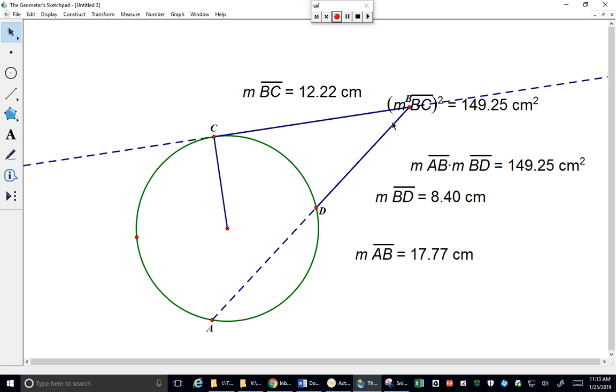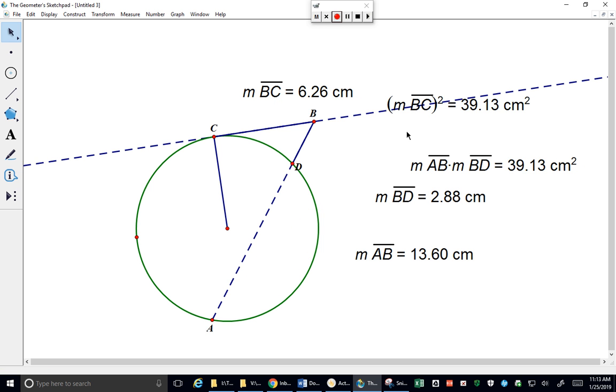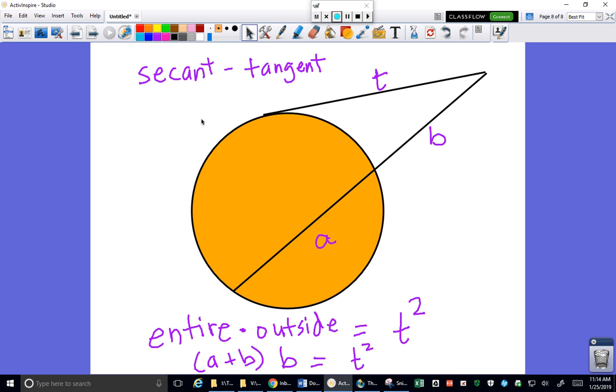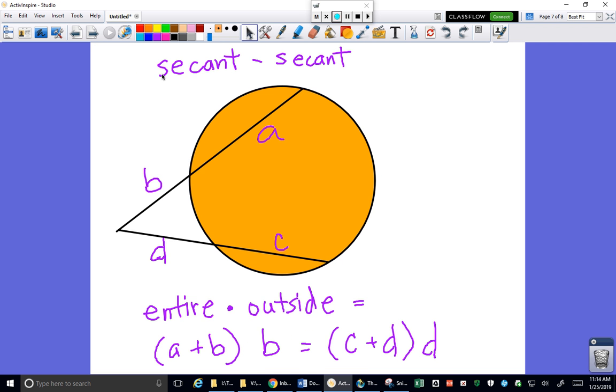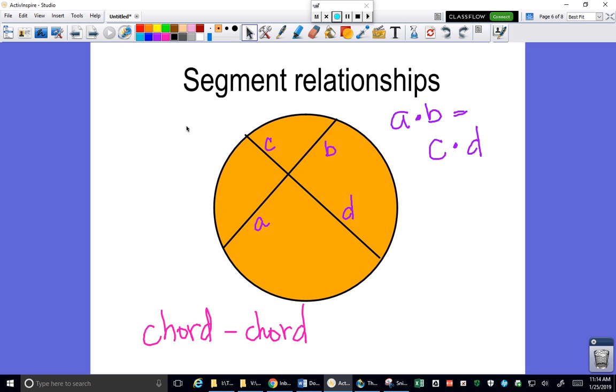Let's see if I can make this change. Oh, here we go. I'll make this smaller. There we go. And you can see that the product is still the same, no matter what happens. There, verified but not proven. So those are your segment relationships. We have a secant-tangent relationship, we have a secant-secant relationship, and we have a chord-chord relationship.